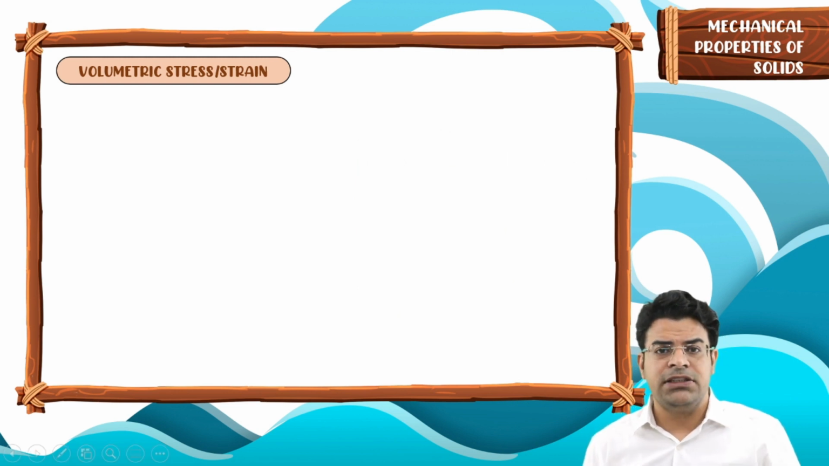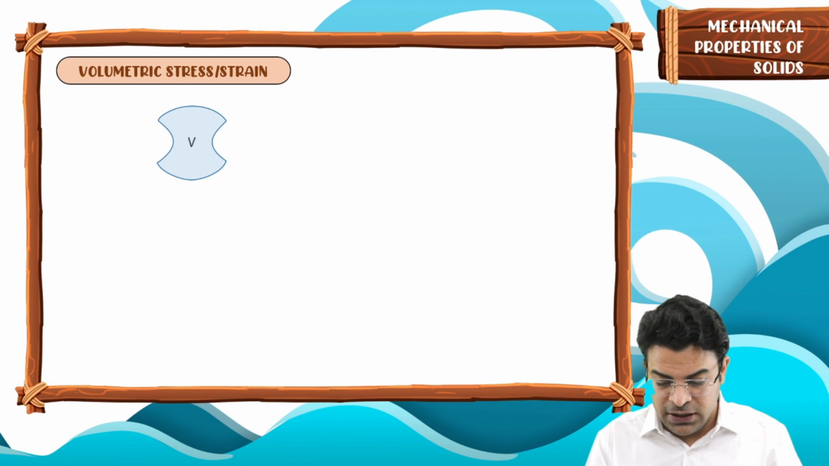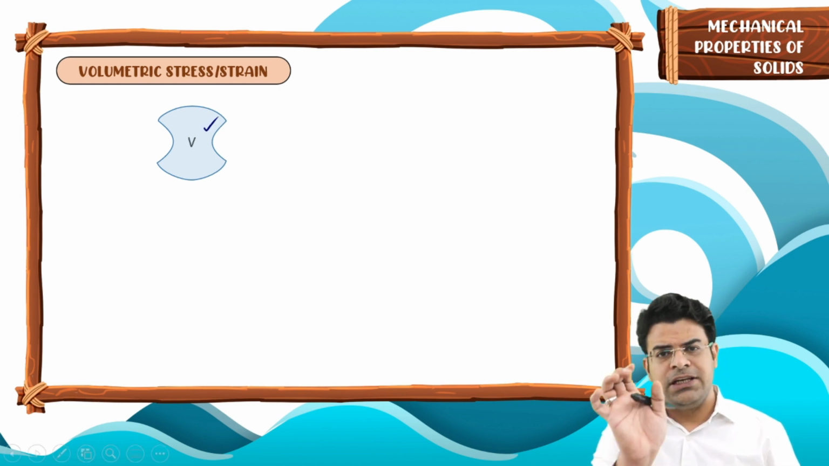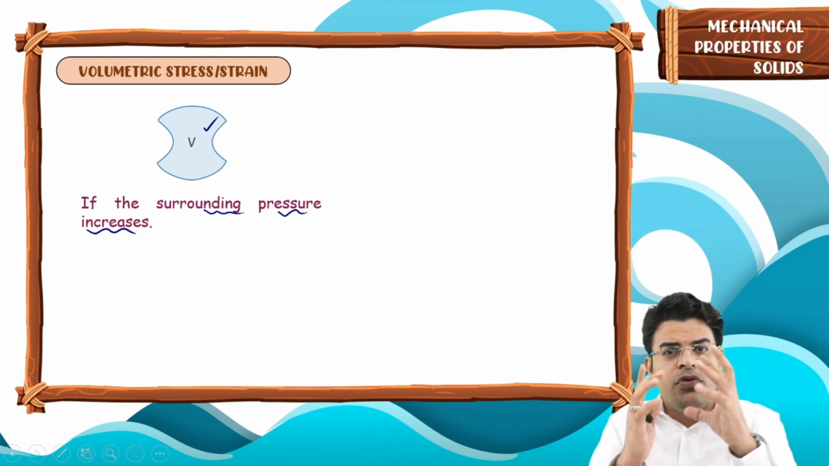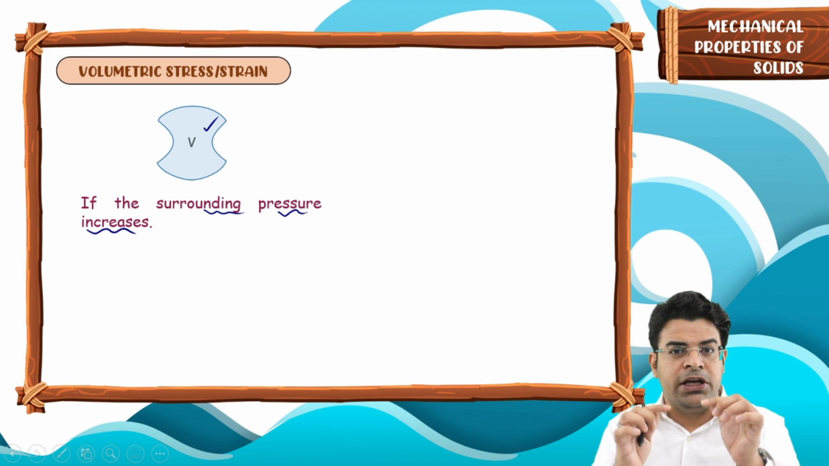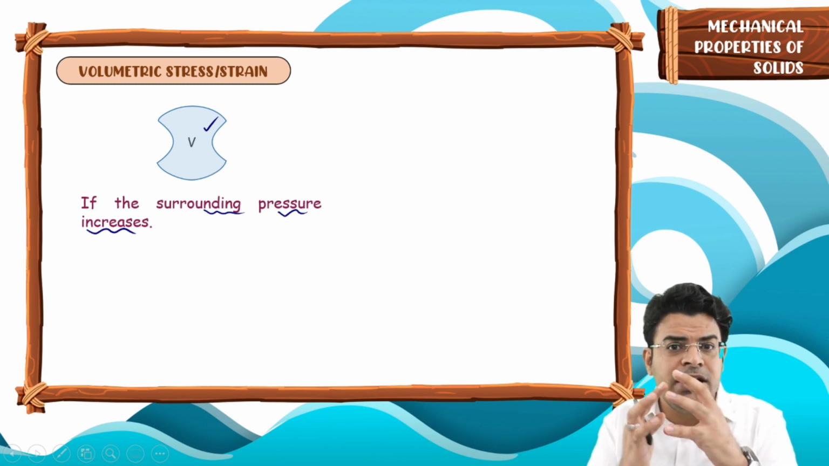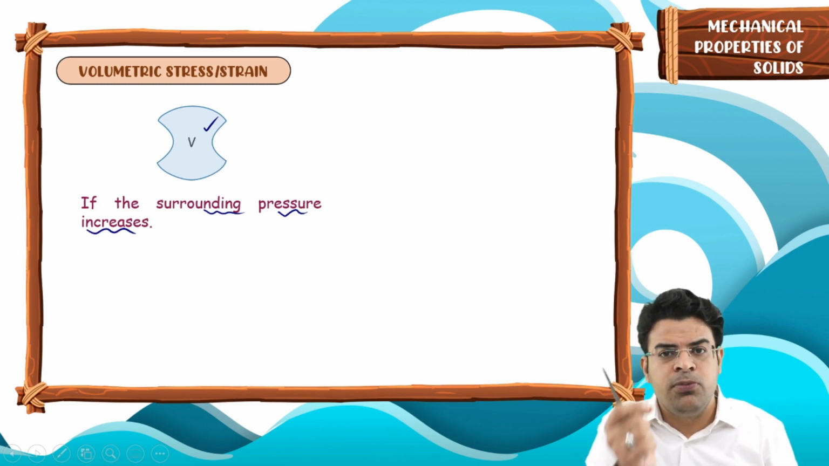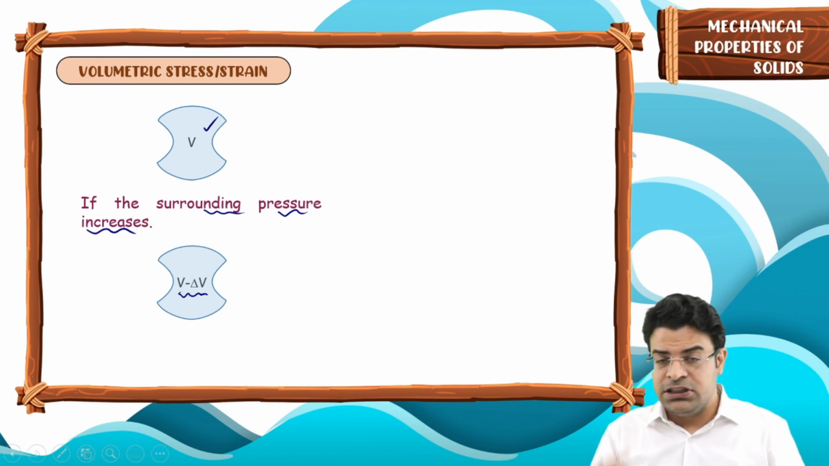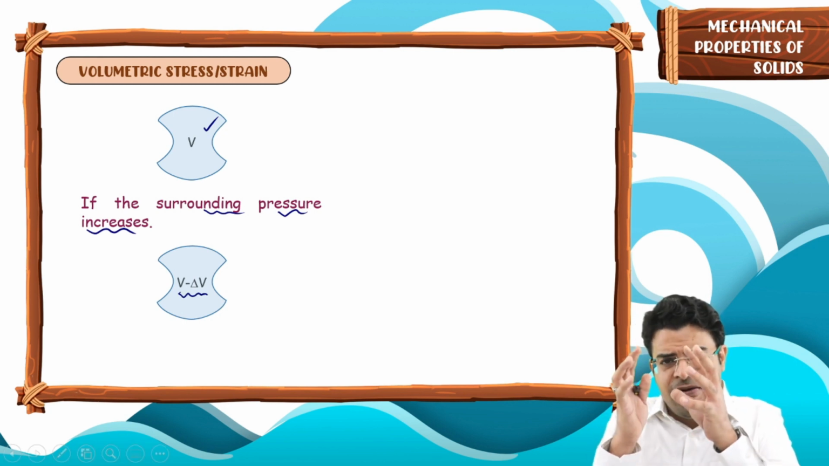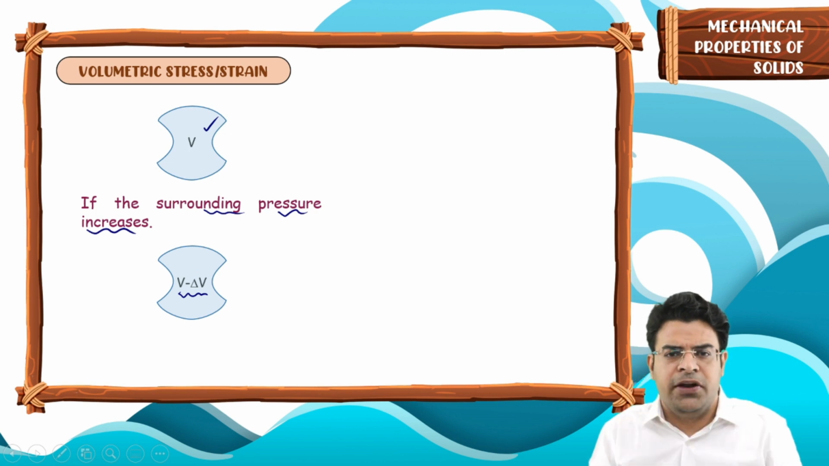So let's understand this one more time. Let's say there is a body which has a volume V. If the surrounding pressure increases, then there are more forces from all sides on this body, and hence the volume of this body will decrease, and let's say the volume decreases from V and becomes V minus delta V. The shape is not at all changing, it's just that the body has shrunk a little.